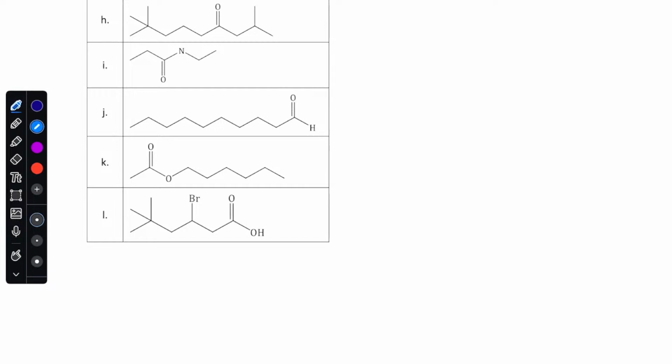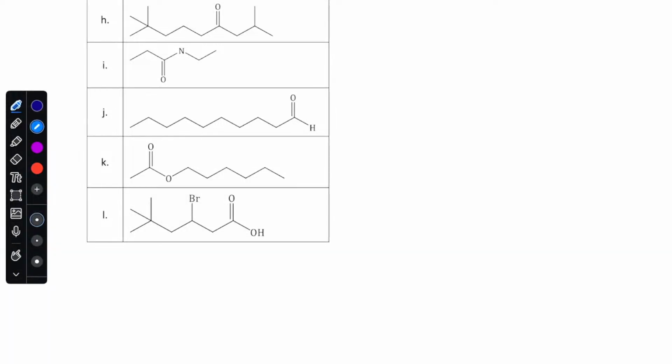It looks like a normal alkane, except in the middle of the chain, we have this carbon double bond oxygen. And that group, carbon double bond oxygen, is called a carbonyl group. And a carbonyl group appears in a lot of different functional groups. It's in ketones, it's in aldehydes, it's in esters, amides, a whole bunch of them. So in this case, because we have a carbon on both sides, this one is a ketone.